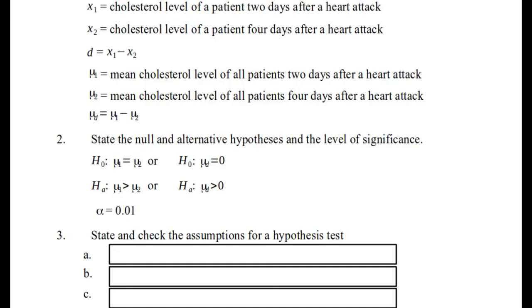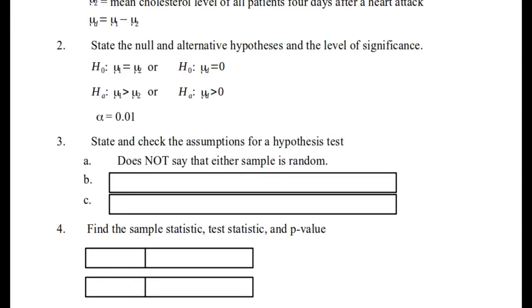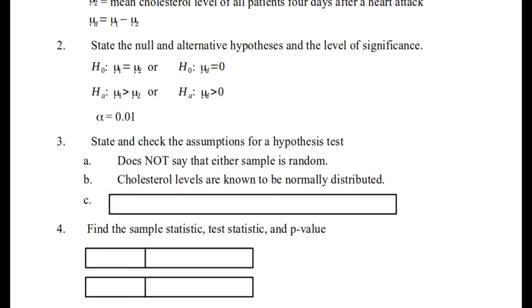Now we have to go through and check our assumptions. It does not say that either sample is random. So at this point, that's exactly what we have to do. Now, the second thing that we're interested in showing is that this is a normal distribution. So this is when we have to remember that some things like intelligence and height and cholesterol levels we're allowed to assume are normally distributed for the purpose of this class. So that means cholesterol levels are known to be normally distributed. We don't have to worry about the sample size or anything like that.